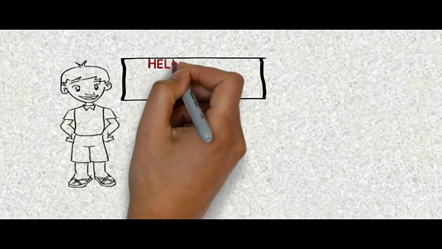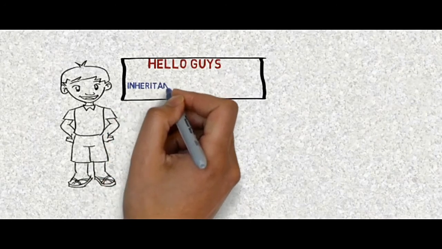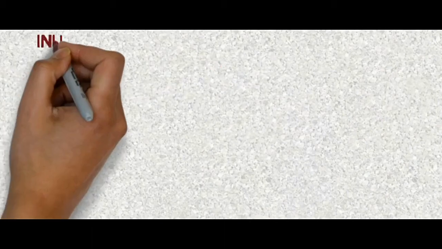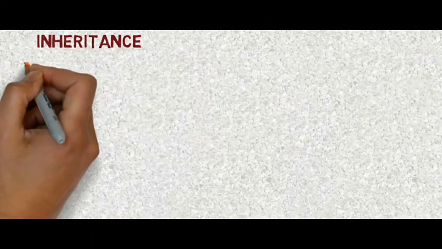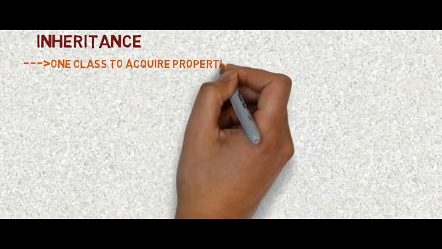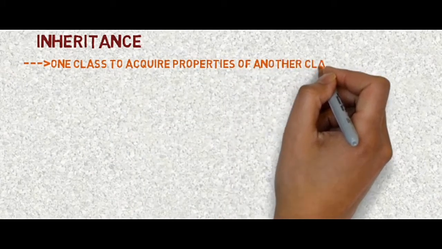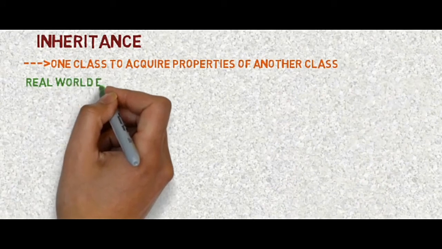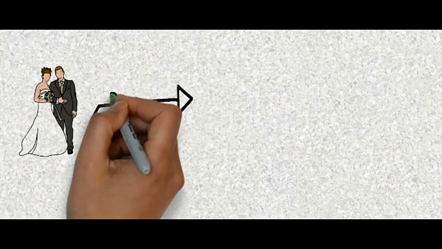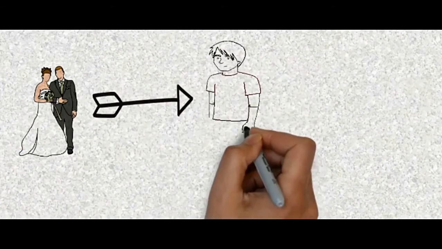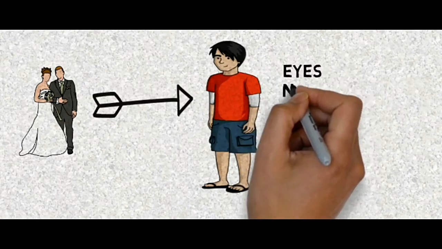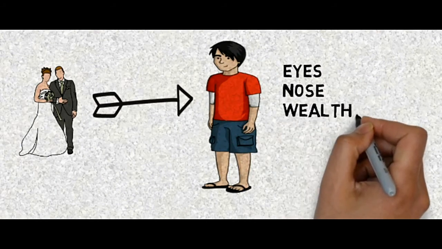Hello guys, in this video we are going to learn inheritance and polymorphism. Inheritance is the concept where one class will acquire all the properties from another class. We can understand this concept by relating it with the real world. Let's assume this beautiful couple is a parent class. When they become parents, their children can acquire properties like eyes, nose, their wealth, etc.